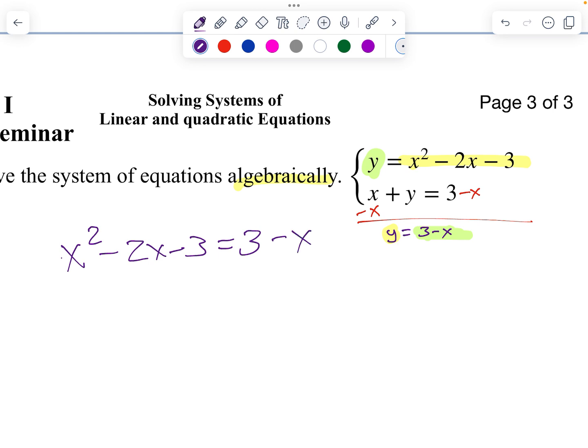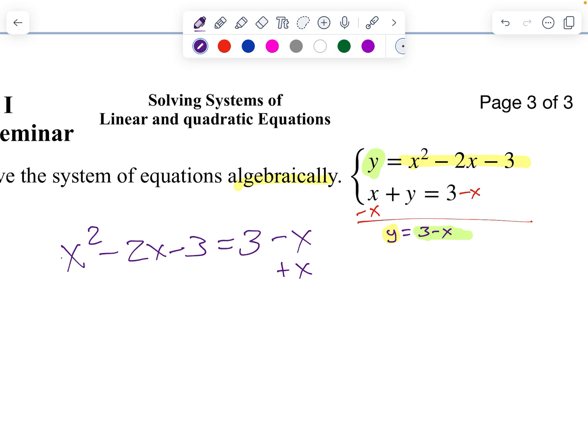Now, we're going to solve it algebraically, so we're not going to graph it. We can either use factoring, completing the square, or the quadratic formula. I like factoring, and I suggest you use factoring because it seems to be the quickest if it works. If it doesn't work, then I will probably go to the quadratic formula because I don't like completing the square.